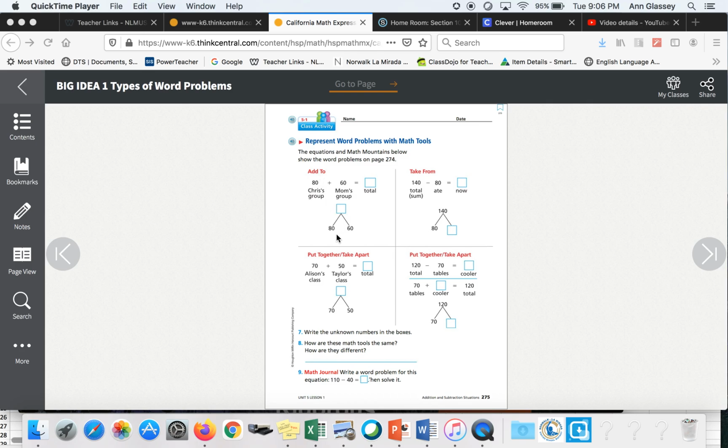When you know the two addends, but not the total, you can write the addends at the bottom of the mountain and the total at the top of the mountain. Please fill in the total for these two boxes.